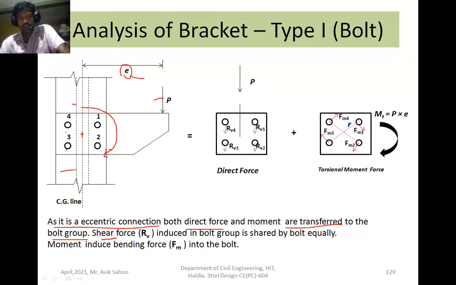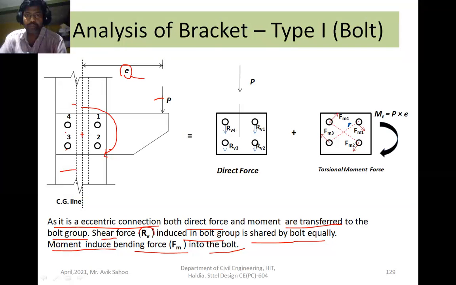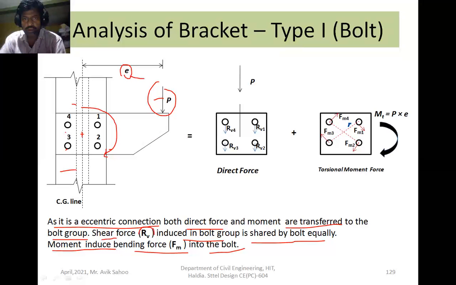Shear force, which is denoted RV, induced in the bolt group is shared by the bolts equally. Moment induces bending forces Fm into the bolt. Now you see the effect of this axial force is distributed equally among the bolts. Okay, so this force develops the stresses in the bolt.